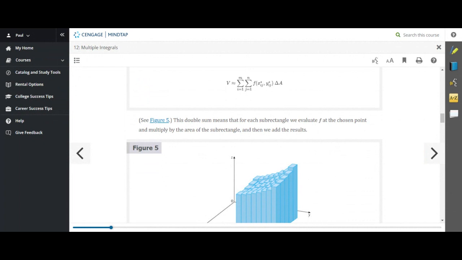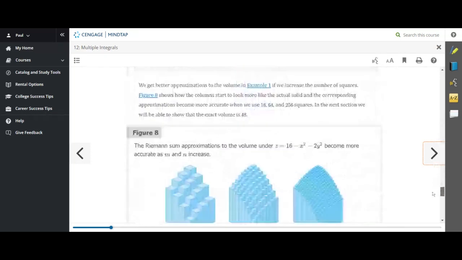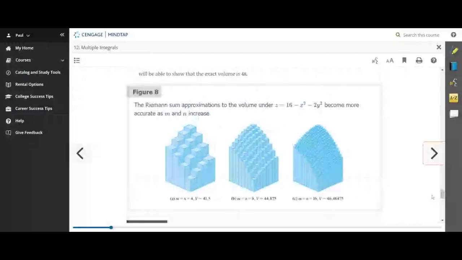And naturally, as you let the number of little subrectangles get smaller and smaller, this approximation to the volume under the surface is going to get better and better. In other words, you have this kind of situation like in figure 8.